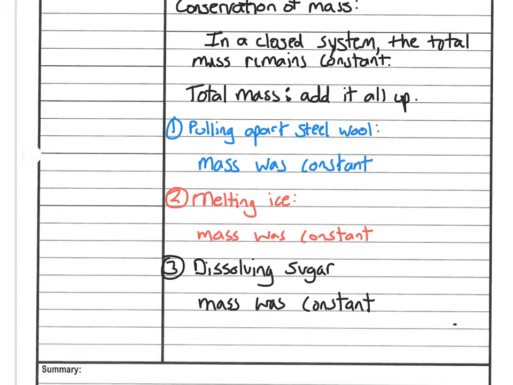So I'm going to flip to my next page. There it is. And we're going to talk about the next one, which was, let's see, number 4, forming a precipitate.